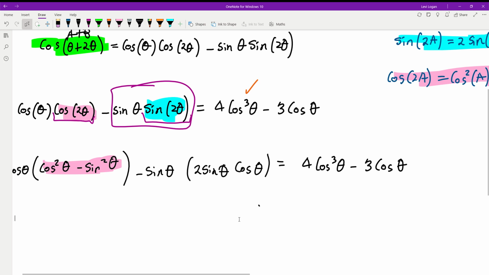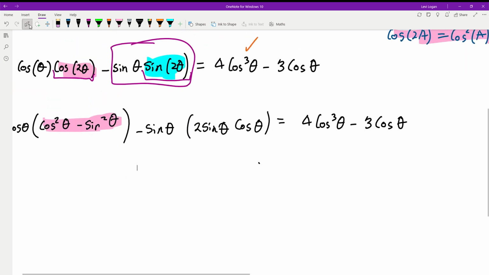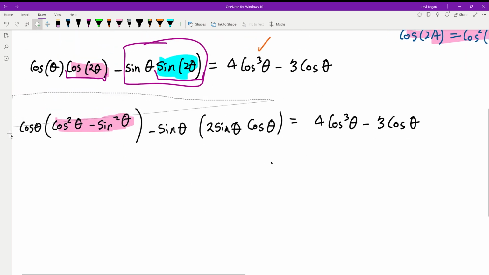Why won't it go to the side? See if we can squish all that. There we go.